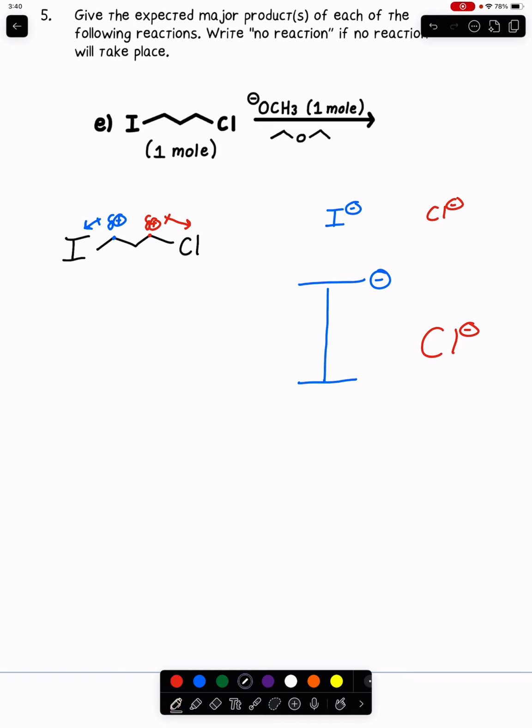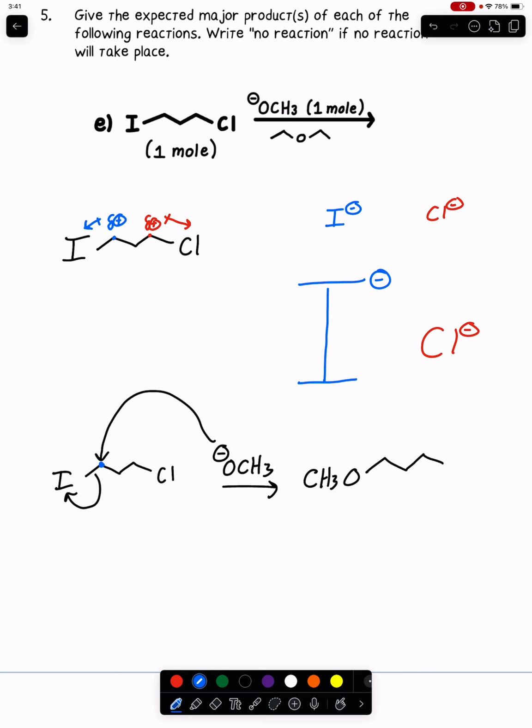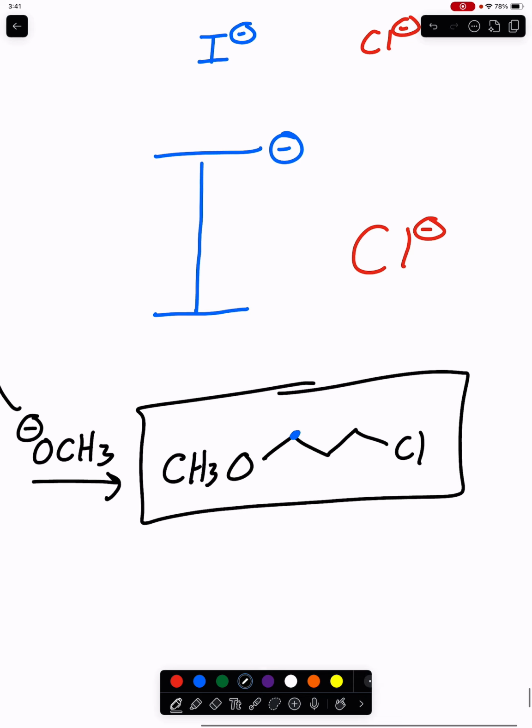So what that means is, if we do this reaction with 1 mole of the substrate and 1 mole of the nucleophile, the major product is most likely going to be the result of the methoxide attacking this carbon here, which I'm going to dot in blue, and that is going to kick out the iodide. And therefore, our major product in this case is going to be the methoxide adding to that blue carbon, and leaving the chlorine there. And therefore, this is our expected major product of this reaction.